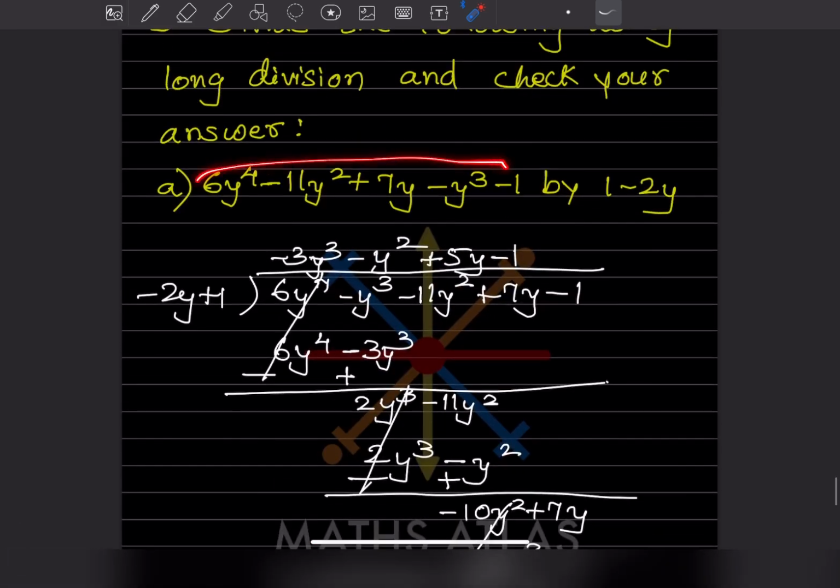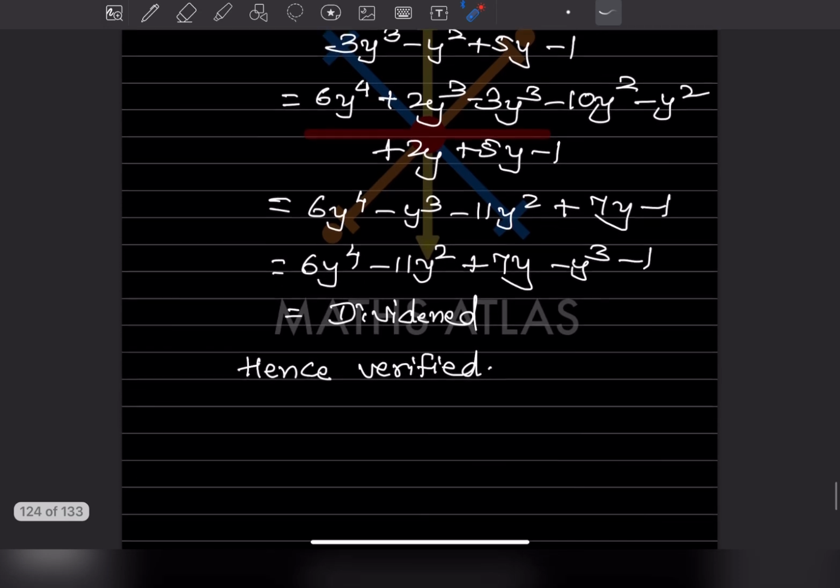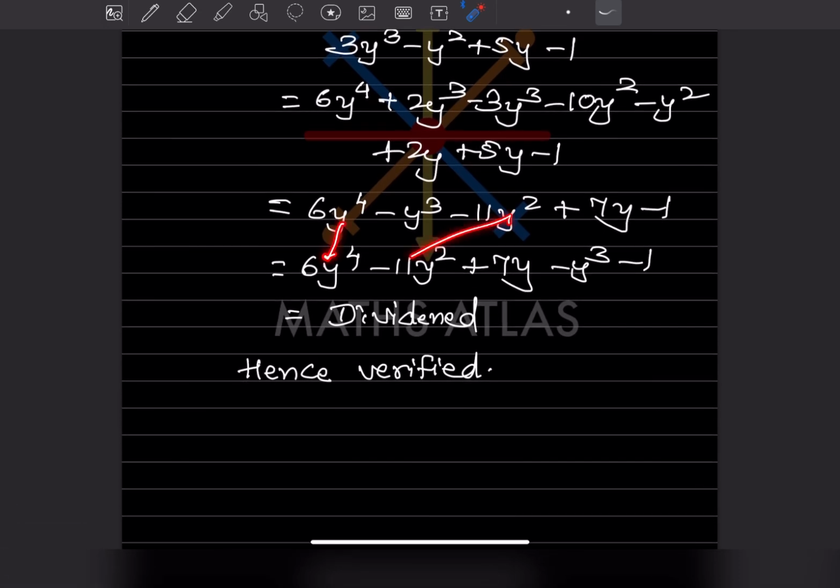Original was this one. So this is the dividend. So the same thing, I have written it. What was the original over here? Because we have to verify it, right? So that is the dividend. So we can say hence verified.